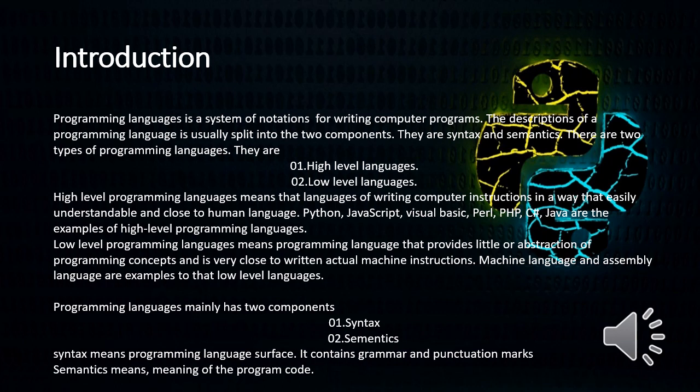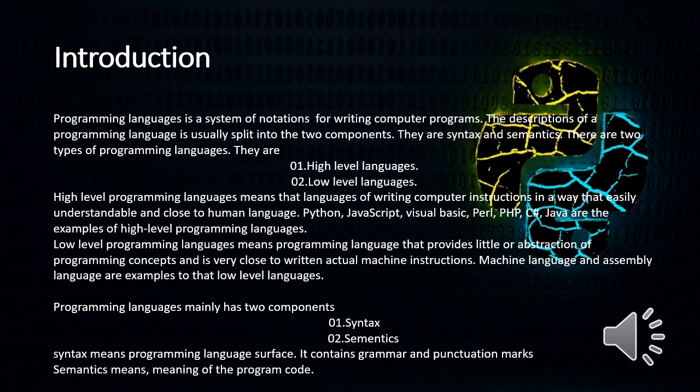High-level programming languages are languages for writing computer instructions in a way that is easily understandable and close to human language. Python, JavaScript, Visual Basic, Perl, PHP, C++, and Java are examples of high-level programming languages. Low-level programming languages provide little or no abstraction of programming concepts and are very close to actual machine instructions. Machine language and assembly language are examples of low-level languages.